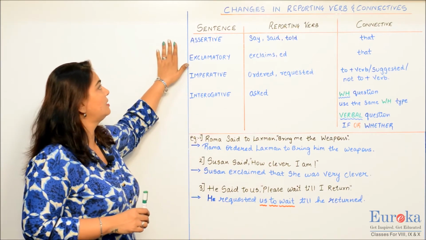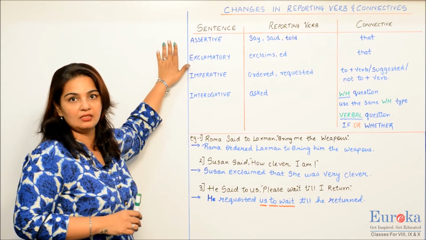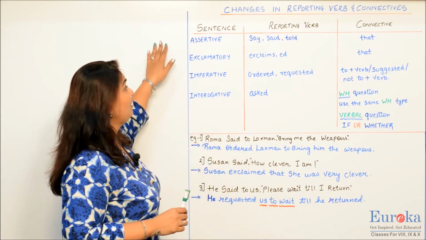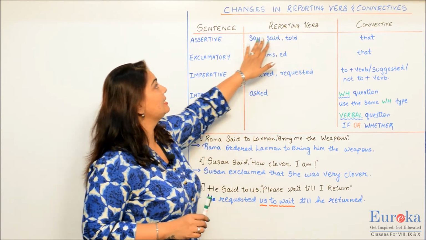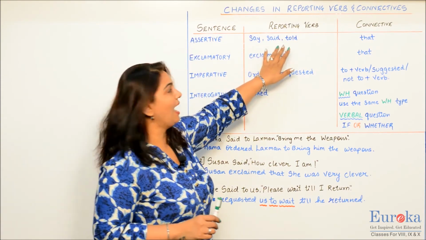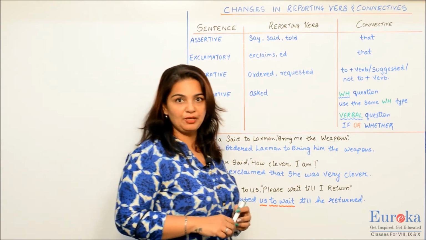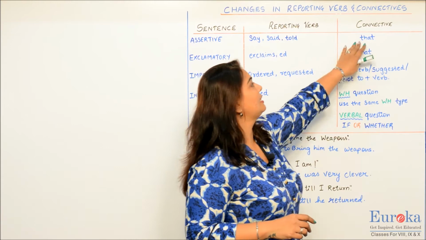Let's see the first sentence, that is known as an assertive sentence. An assertive sentence is a simple statement. So when we use the reporting verb, it is say, said and told. When we have to use a connective in an indirect speech, the connective will be that.